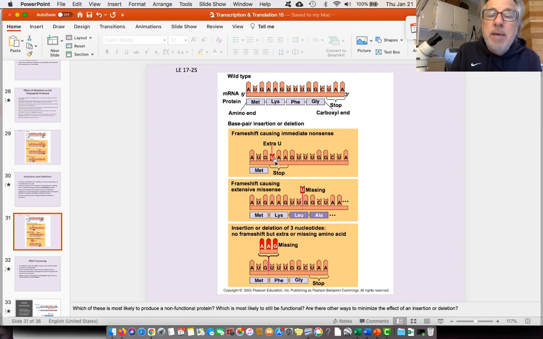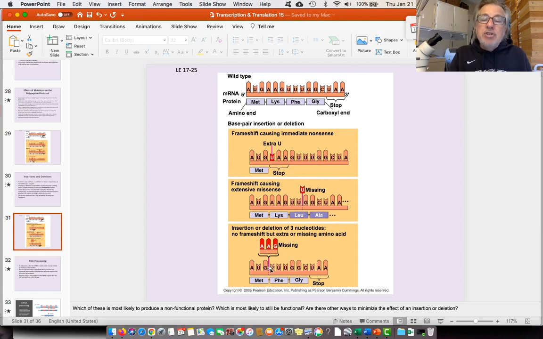Here is an example of frame shift, where an extra U is put in, causing an immediate stop codon to be put in, and we don't make the rest of the protein. So those are 2 examples of frame shift. Now, insertions or deletions in multiples of 3 are less likely to harm the protein. In this case, AAG has been taken out, which means that the lysine is missing, but methionine, phenylalanine, and glycine are still there like they're supposed to be. And this protein may be able to continue to function, or it may not. It could be a lethal mutation.